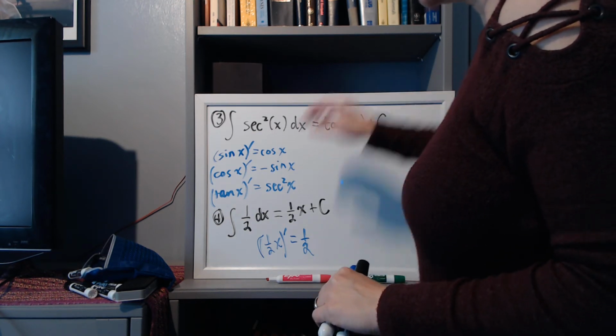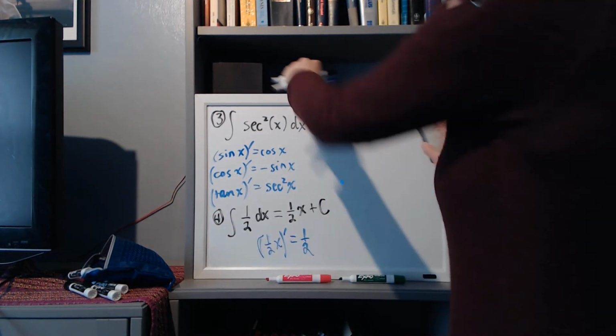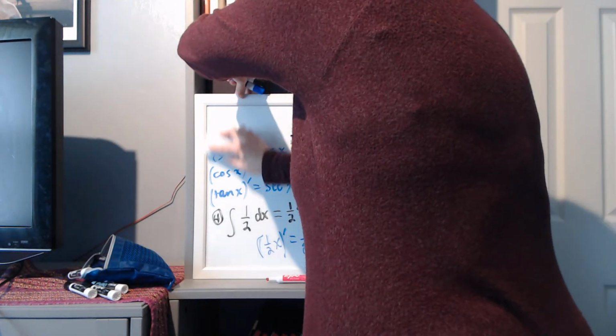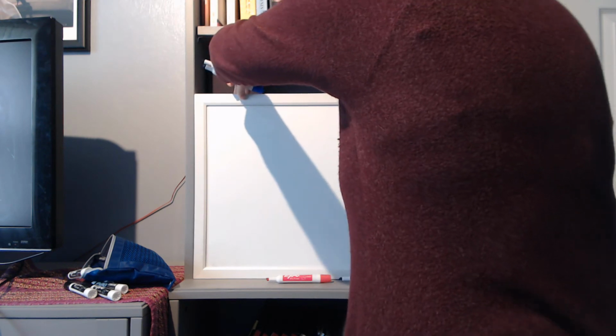Now we are ready for the next example, but I have to erase to have space for the next example. And now we are looking at number 5. This is the integral of e to the x dx.